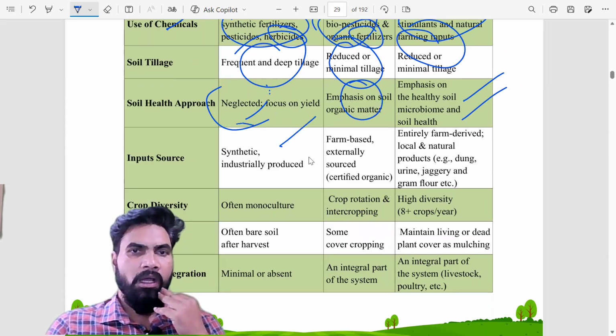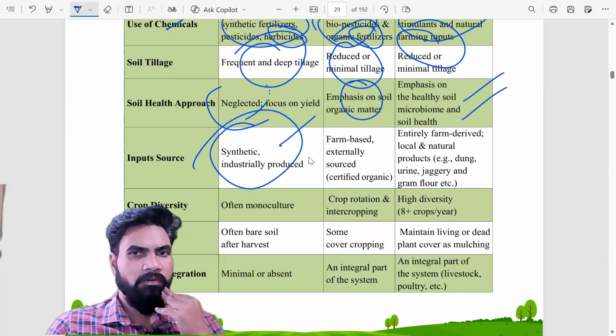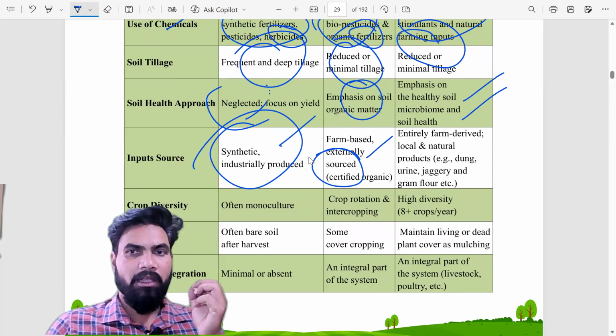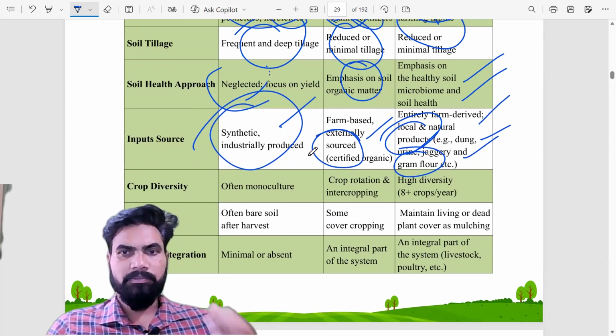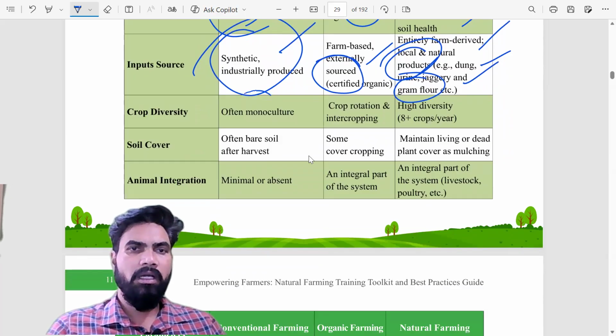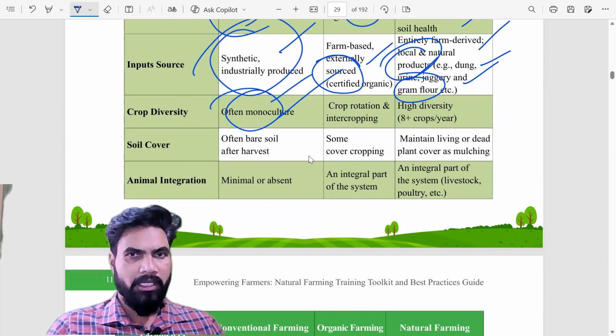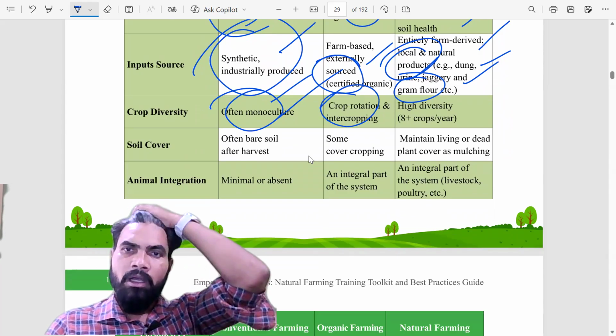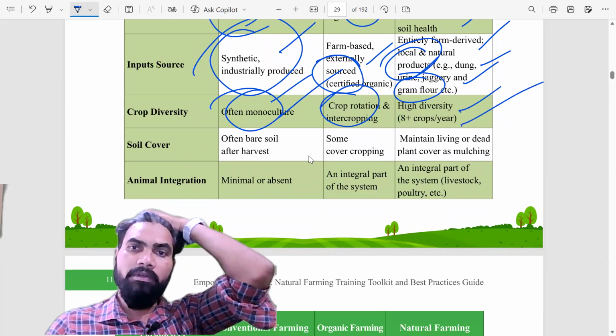Input source: synthetic, industrially produced in traditional farming. Organic farming: farm-based, externally sourced. In natural farming, entirely farm-derived, local and natural products. Examples are dung, urine, jaggery, gram flour, etc. Crop diversity is not at all there in conventional or traditional farming. Monoculture is practiced. Crop rotation and intercropping is possible in organic farming. In natural farming, high diversity is there.